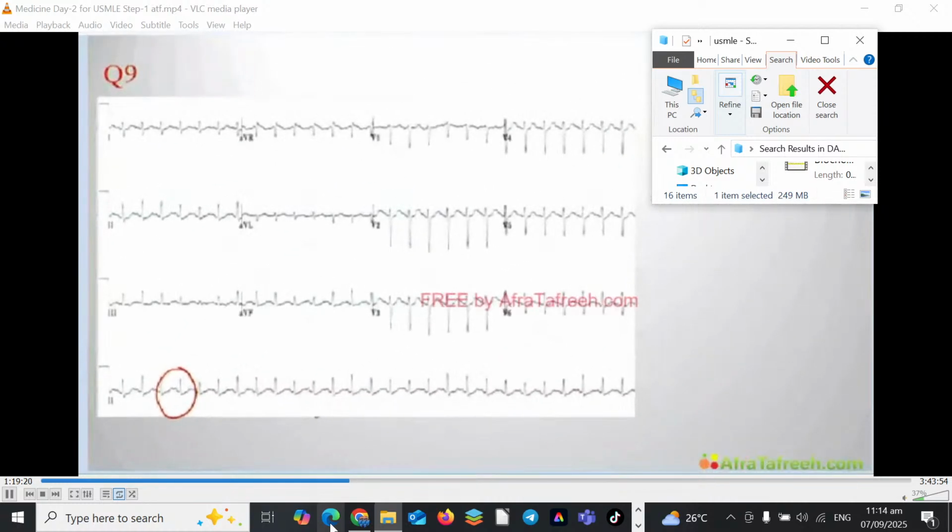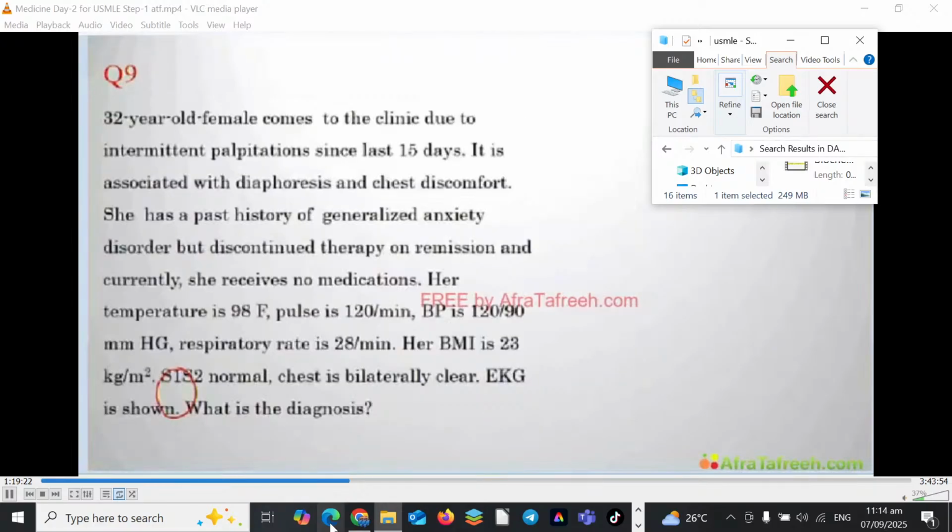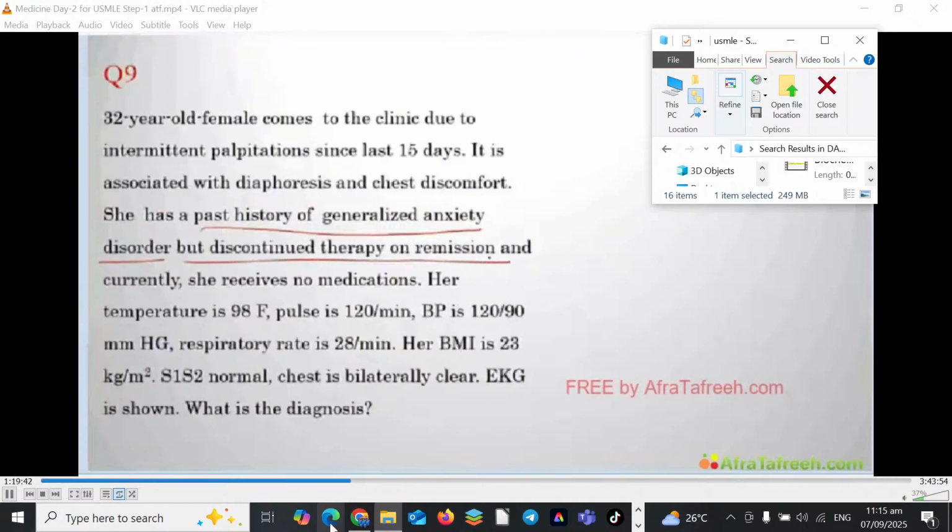Okay. Now we'll look at the question stem, how the question was asked. A 32-year-old female comes to you with intermittent palpitations. It is associated with diaphoresis and chest discomfort. She has a past history of generalized anxiety disorder, but discontinued therapy on remission and is currently receiving no medications.